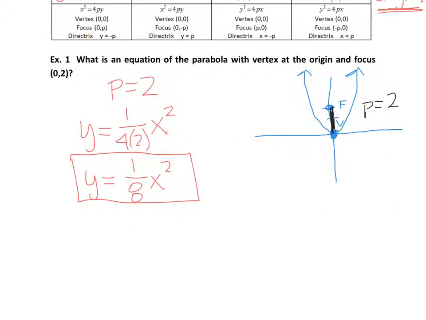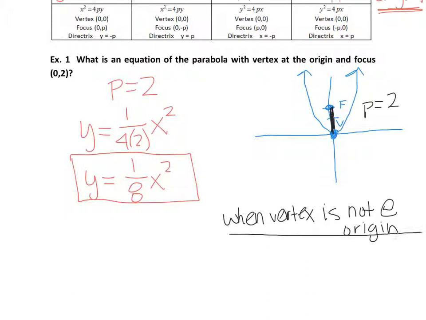Now, what happens if our vertex is not at the origin? I'm going to write this right here: when the vertex is not at the origin, I'm going to give you the 2 ways that we will write it. This is true for up or down. Remember, if it's up or down, that means the x is the term that is squared. So this is what it would look like.